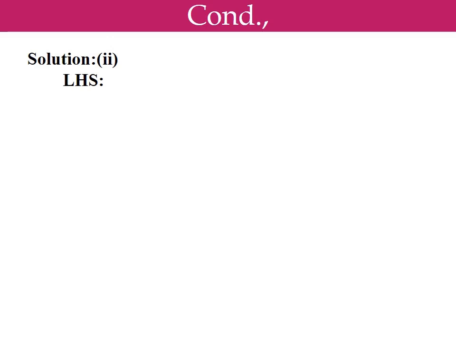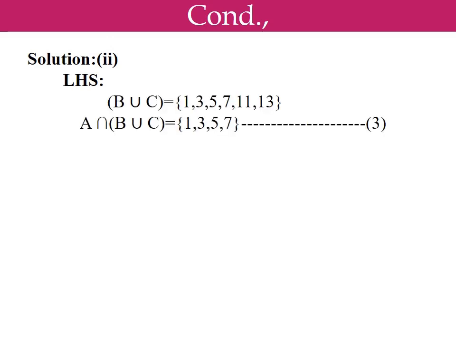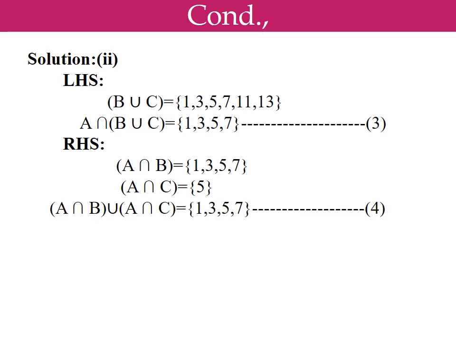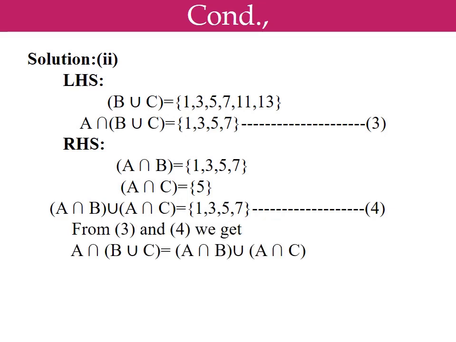Similarly, we can go for second distributive law. That is B union C we are supposed to find out first. And A intersection B union C is 1, 3, 5, 7. Assuming it is equation number 3. So only for our purpose we are assuming equation 1, 2, 3, 4. For comparing purpose I'm giving numbers for that. And take RHS. A intersection B is this one. A intersection C is 5. If you are applying union between these two, we'll get 1, 3, 5, 7. By comparing 3, 4, second distributive property is also verified.